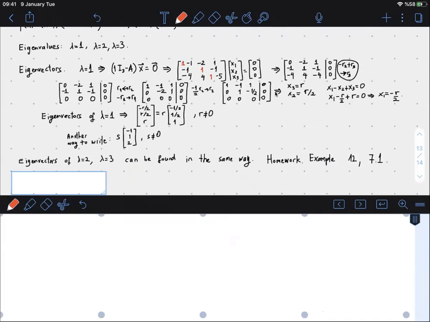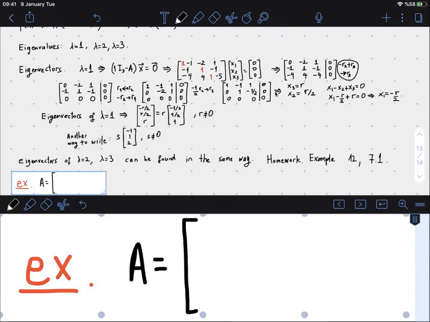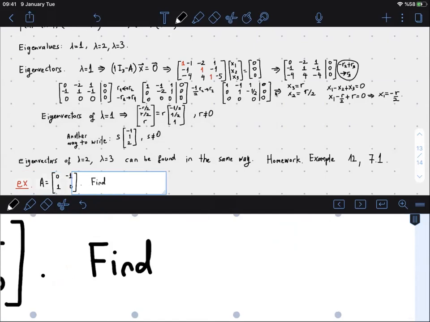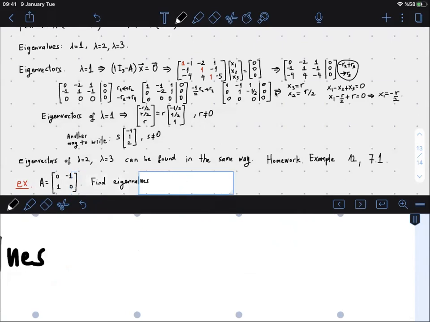No questions. Then let's look at another example. Again, a 3 by 3, or let me first consider a 2 by 2 example. Let's consider A equals 0, -1, and then 1 and 0. Okay, let's try to find eigenvalues and eigenvectors.